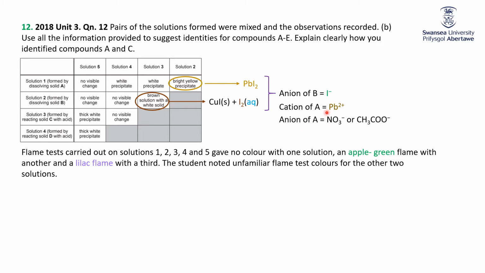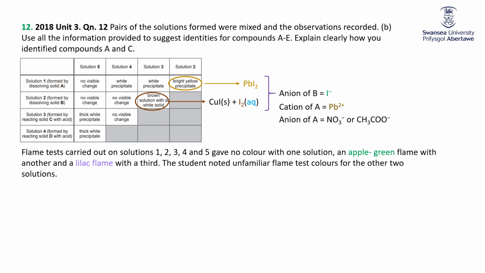The only way that you can have a soluble lead salt, by and large, is if the anion is nitrate or acetate. However, at A level, you pretty much ignore acetate, so therefore the anion of A is going to be nitrate. So we can remember that lead nitrate is A.